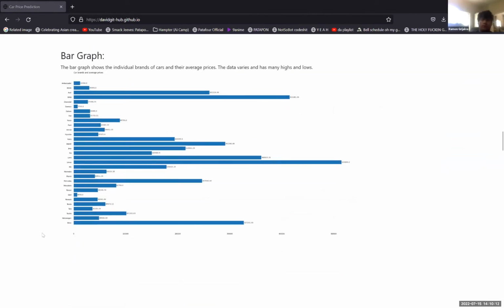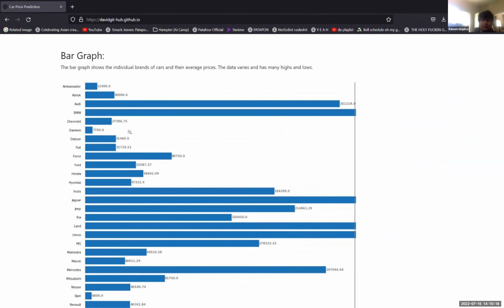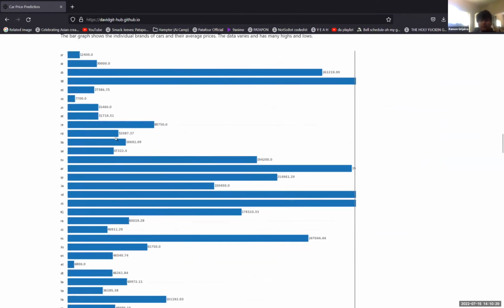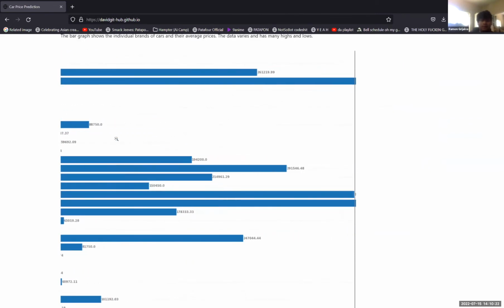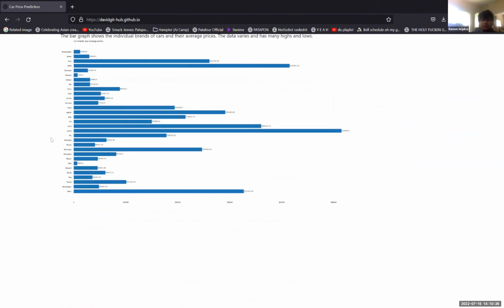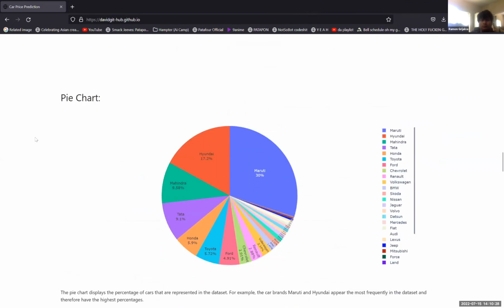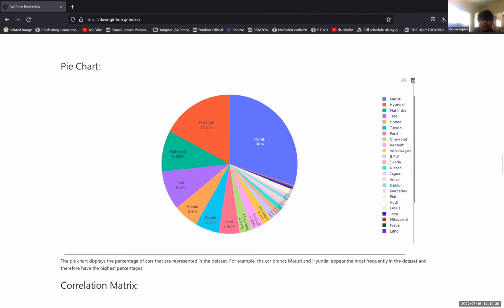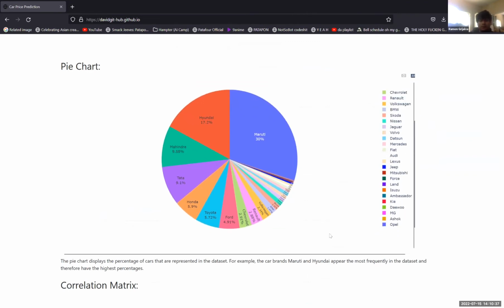Here we have a bar graph. This labels all of the brands of cars and their average prices from their models. This can help individuals create a budget on how much they are willing to spend on a car. And here is a pie chart that shows which brand of car is most common. This allows people to see how easy it will be to find the car they're looking for.